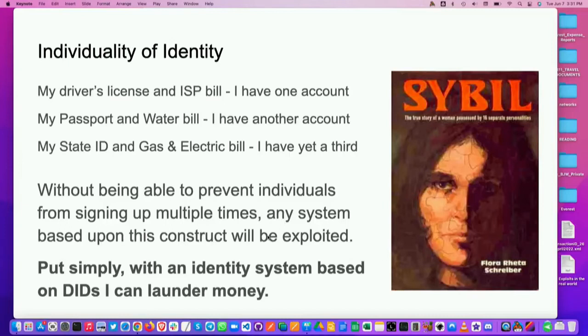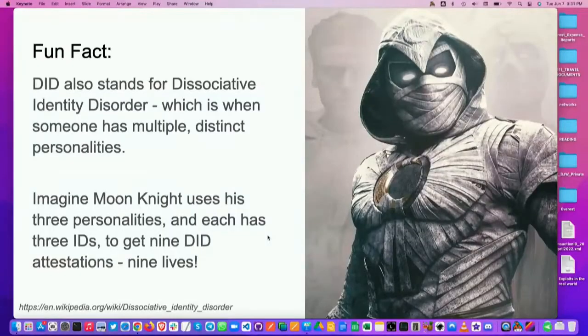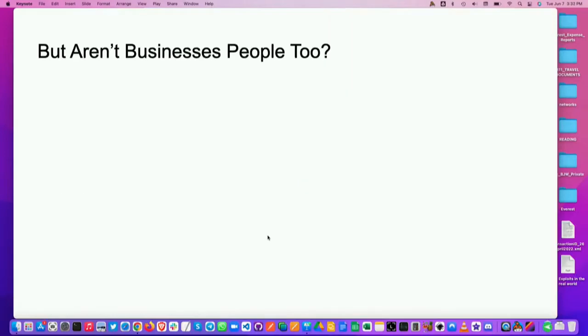Put simply, with an identification system built on DIDs, I can launder money. Laundering money is explicitly the thing that financial regulation is built to address. Fun fact, DID also means dissociative identity disorder. Sybil was a dissociative identity disorder individual. Just like Moon Knight, who has 3 personalities, he gets to have 9 DIDs if he has 3 identification cards.